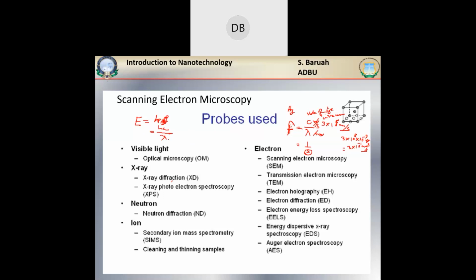So as lambda increases, obviously energy will decrease, because it is a reciprocal. That means if lambda is small, energy is high. If lambda is high, energy is less. That means blue light has a much higher energy as compared to red light, because blue light has a lower wavelength, that means higher energy.